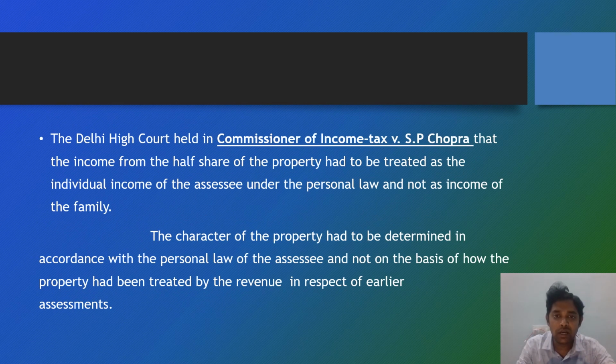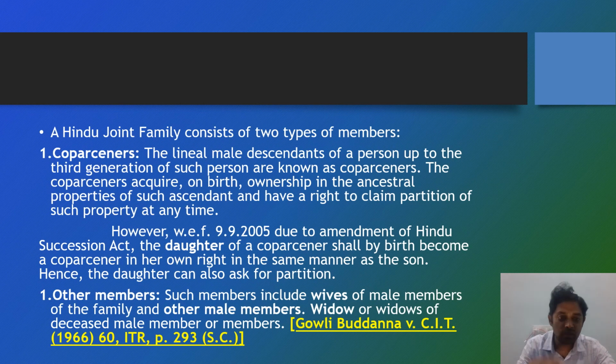The Delhi High Court held in Commissioner of Income Tax versus SP Chopra that the income from the half share of the property had to be treated as the individual income of the assessee under the personal law and not as the income of the family. The character of the property had to be determined in accordance with the personal law of the assessee and not on the basis of how the property has been treated by the revenue in respect of earlier assessments.